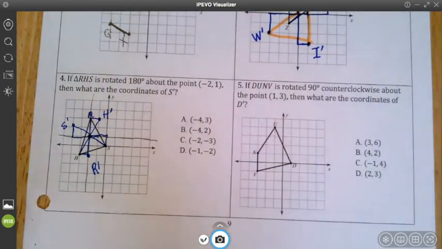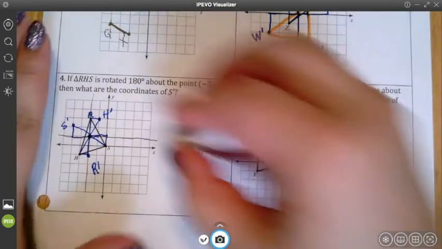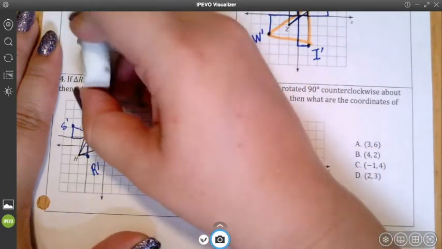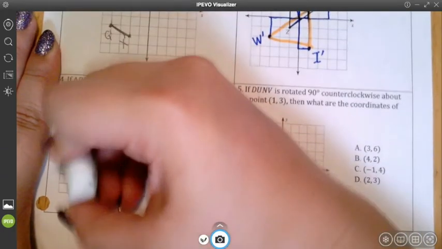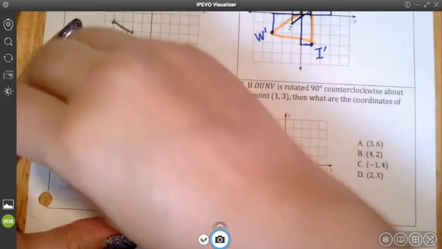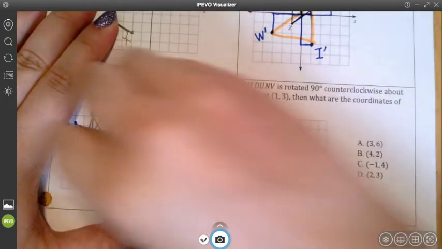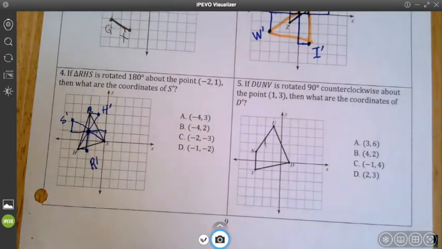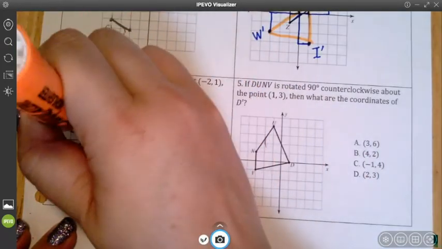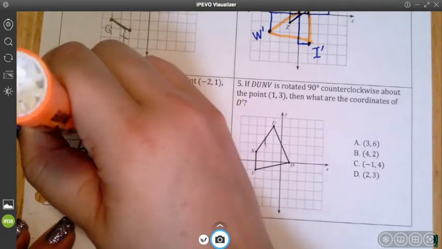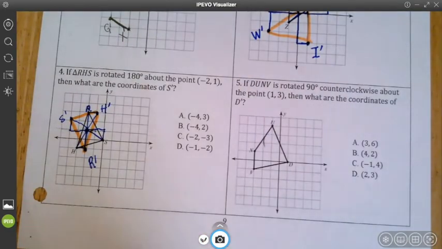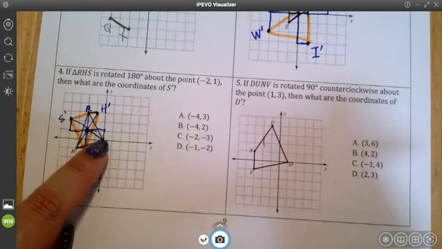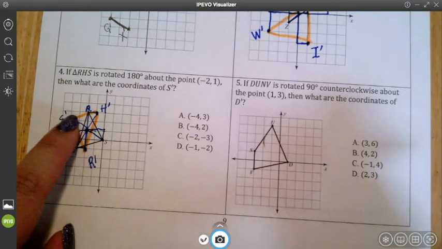Okay, there's a lot of lines going on here, so I'm going to go ahead and erase my penciled-in axes. Hopefully it doesn't smudge my pen too much. This is why I always say work in pencil. Okay, so my final triangle will be here. It says, what are the coordinates of S prime? S prime has the coordinates (-4, 2).